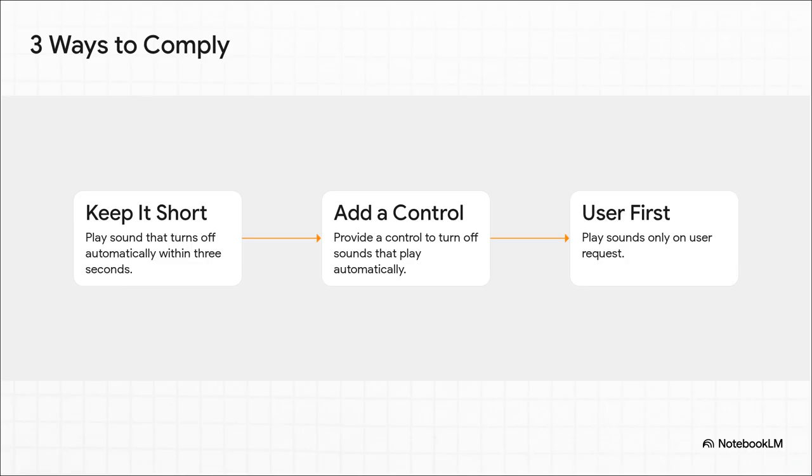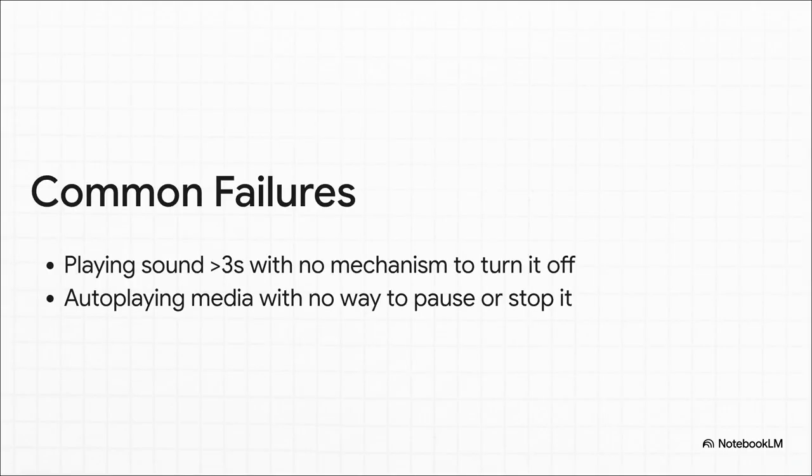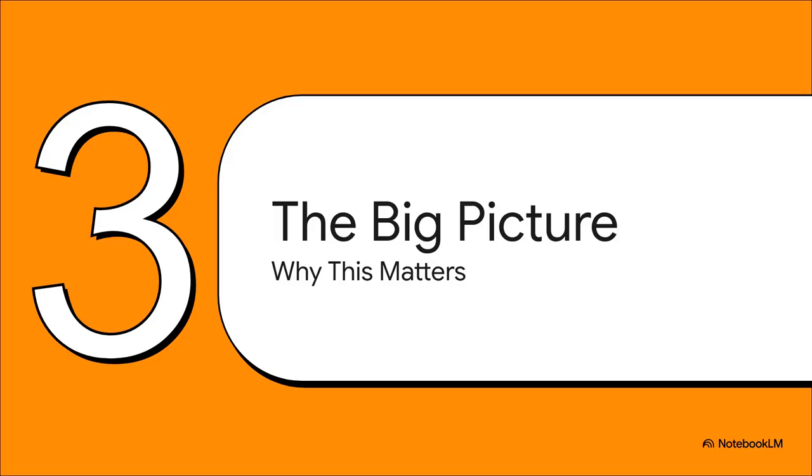Put them in control. And on the flip side, here are the mistakes we see all the time. The most obvious one is just having background music that the user can't stop. But another really common one is an auto-playing video that has sound. You gotta remember, this rule applies to any audio, whether it's from a video, a podcast player, whatever. If it makes noise for more than 3 seconds, it needs a control. Simple as that.